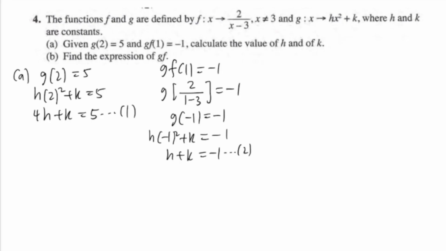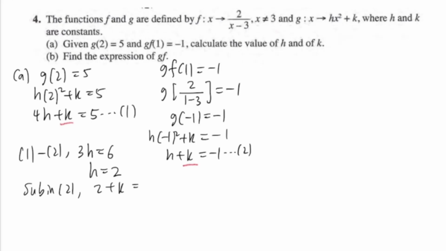Second equation. Okay, again, I like to solve them using elimination because I can see they have the same coefficient of k, which is 1. So I'll just do equation 1 minus equation 2. 4h minus 1h is 3h. 5 minus minus 1 is now 6. h is now 6 divided by 3, which is 2. Okay, I still need to find k, so I have to sub inside equation number 2. 2 plus k is negative 1, k is negative 3. My part A is done.